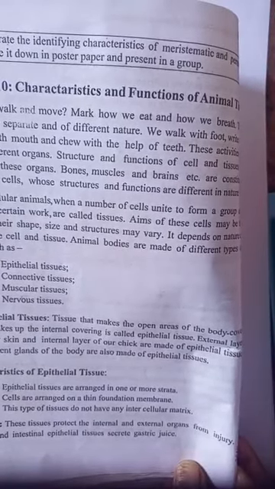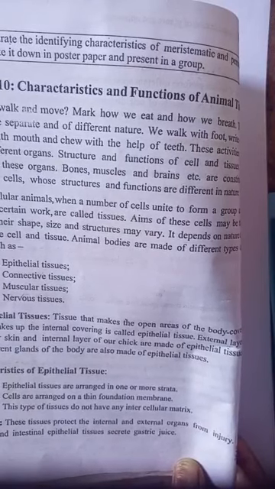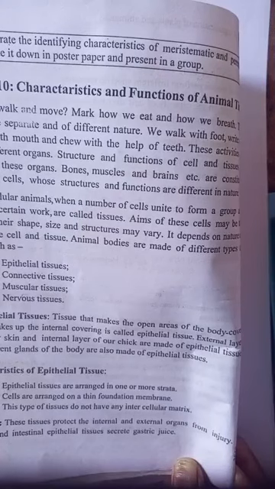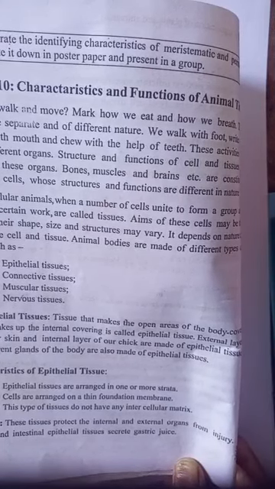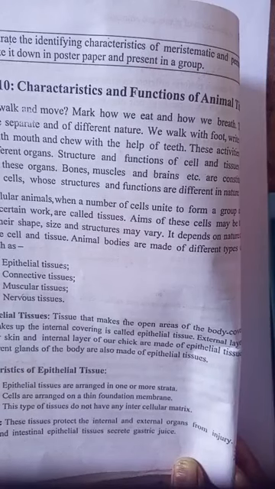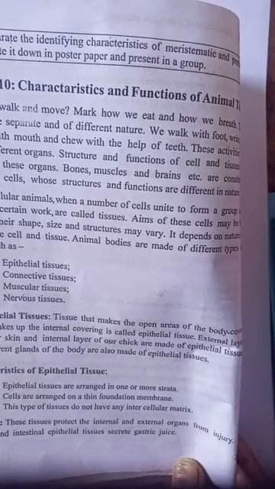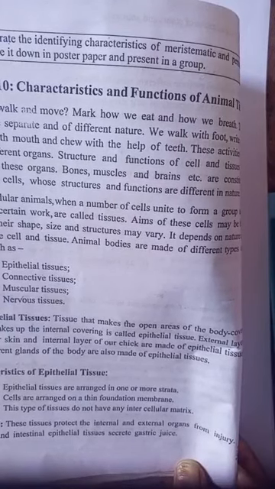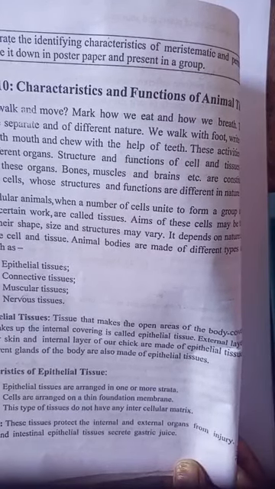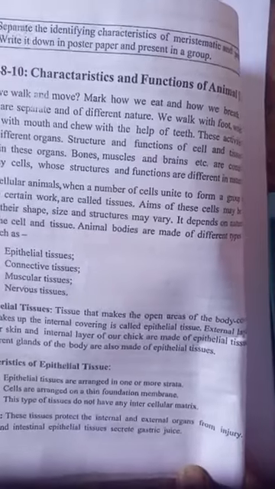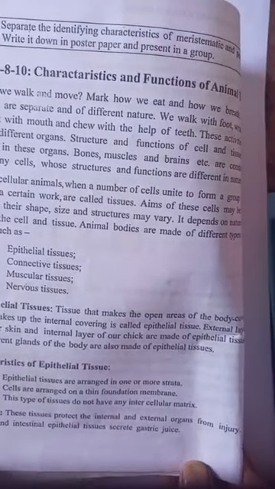Characteristics of epithelial tissues: they are arranged in one or more strata, one or more layers. Cells are arranged on a thin foundation membrane. This type of tissue does not have any intercellular matrix. These three are the characteristics. And the functions are: these tissues protect the internal and external organs from injury.